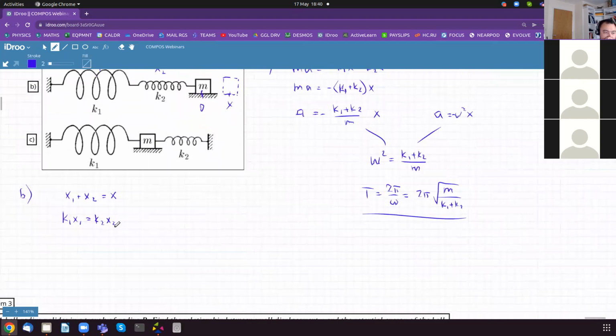Well, it could be a bit of a handful here, but let's see the easiest way to do it. Well, we express x1 as k2 over k1 x2, and we plug it into here.